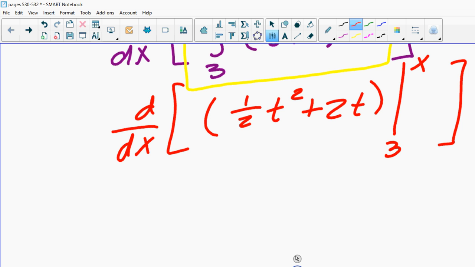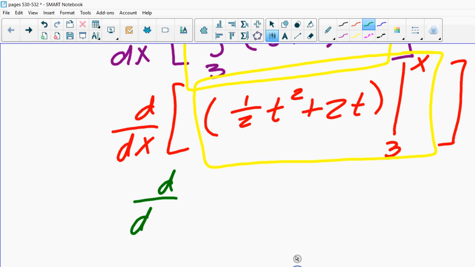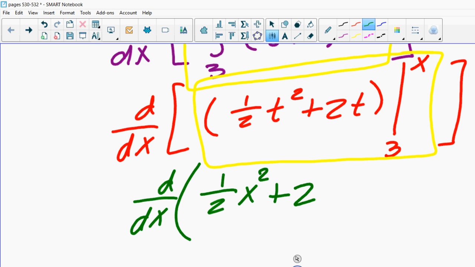Now again, we're going to ignore the d dx. We're going to ignore the derivative part, and we're going to actually finish that integral. So we're going to evaluate this at x minus evaluate it at 3. So what's that give us? 1/2 x squared plus 2x minus, what's that? 1/2 of 9, right? So 9/2 plus 6. So I've got to subtract that. What's 9/2 plus 6? Good.